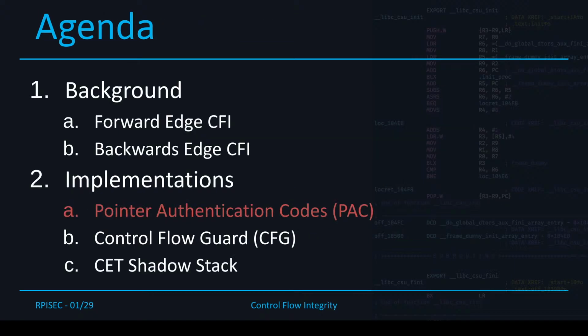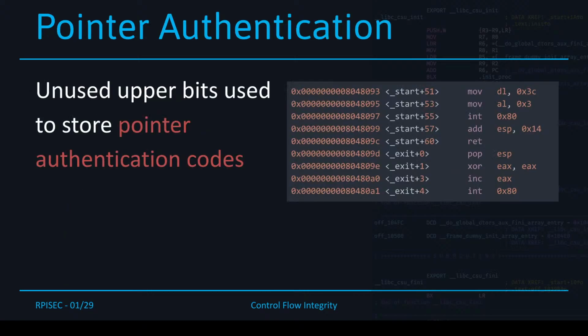So we've talked about what CFI is, and I want to spend the rest of the talk going over how it works and some of the common implementations. The first one I'm going to talk about just a tiny little bit is going to be pointer authentication codes, but we're going to be focusing for the most part on Microsoft's implementations, because those are much easier to learn about. They're much better documented.